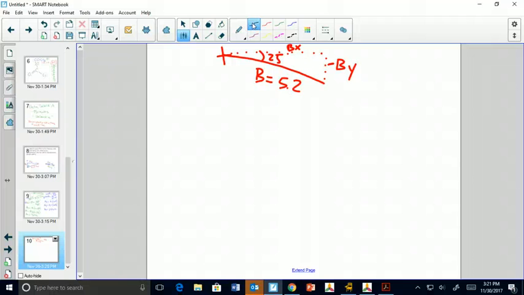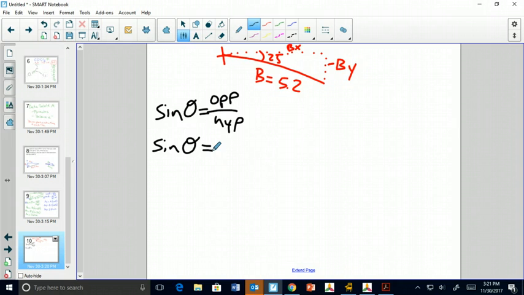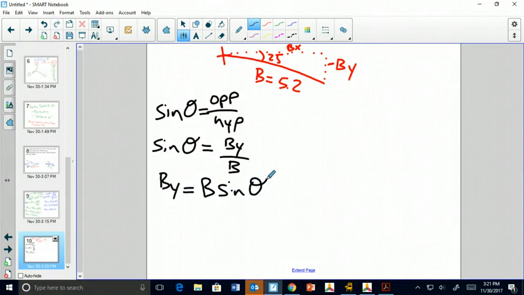So let's find our components again. Let's start off with BY. Doesn't matter which one you start, that's just the way I picked it. BY is opposite of that 25-degree angle. And again, we know that sine is equal to opposite over hypotenuse. So the sine of theta is equal to the opposite, which of course is BY over B. To get this by itself, I multiplied both sides by B. So therefore, BY is equal to B times sine of theta.